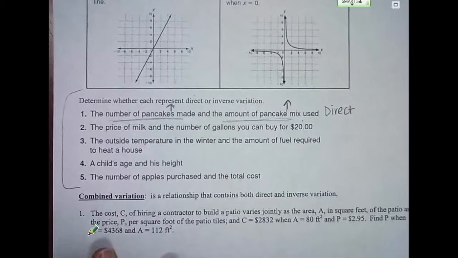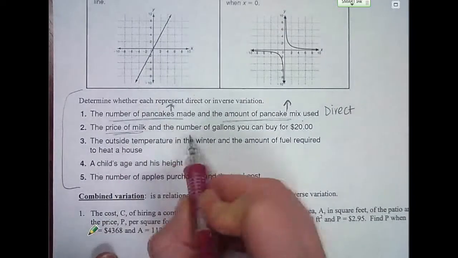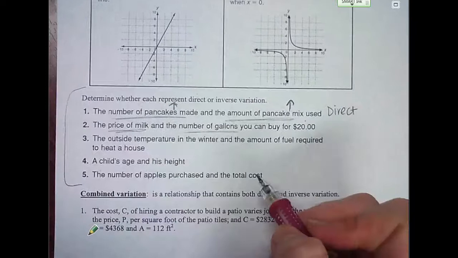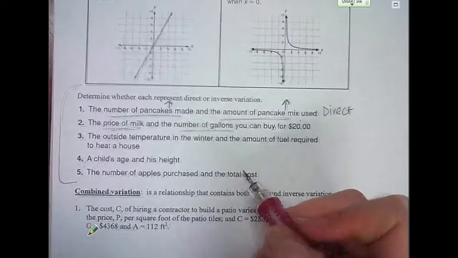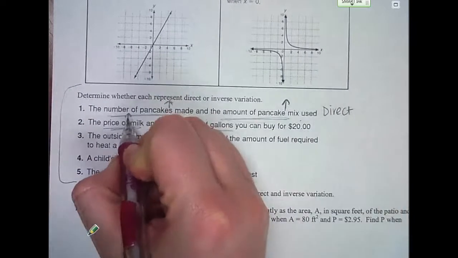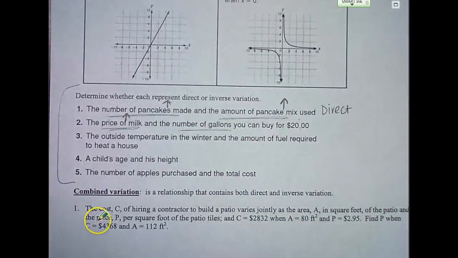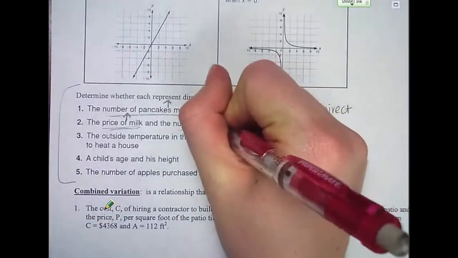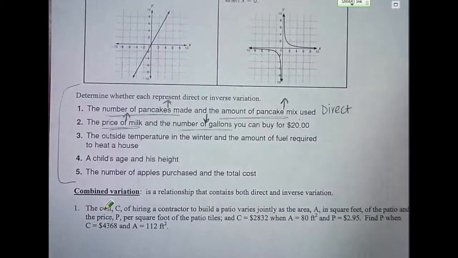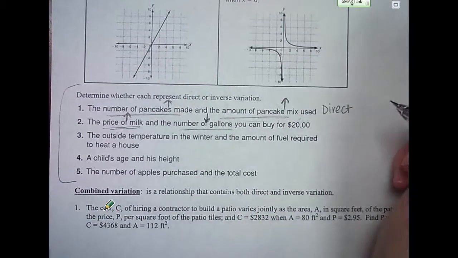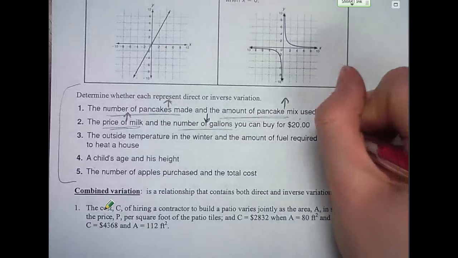Number 2, the price of milk and the number of gallons you can buy for $20. So let's say the price of milk goes up, which it always does. If the price of milk goes up, can you buy more gallons or less gallons for $20? Well, you're going to end up buying less gallons, so you don't get as much bang for your buck. So as the price of milk goes up and the number of gallons goes down, that would be an example of inverse variation.